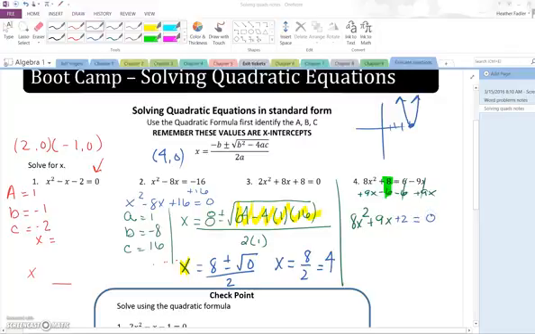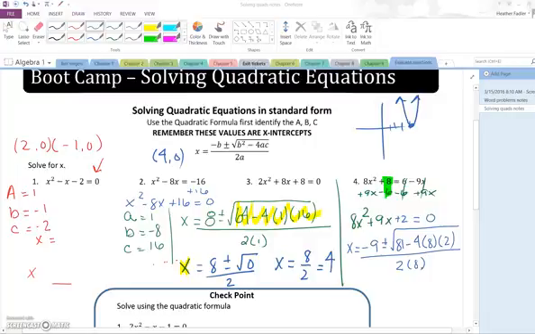So after that point, we can use the quadratic formula. So x equals negative b, so that would be 9, or negative 9, plus and minus the square root. B squared, so b is 9, so the square of 9 is 81, minus 4 times a times c, all over 2 times 8.